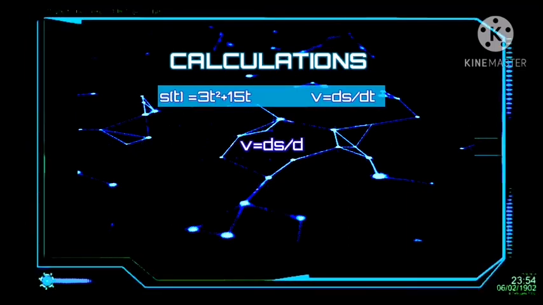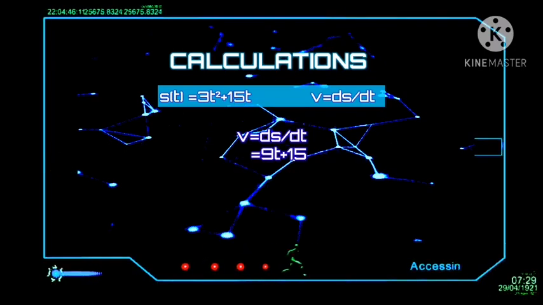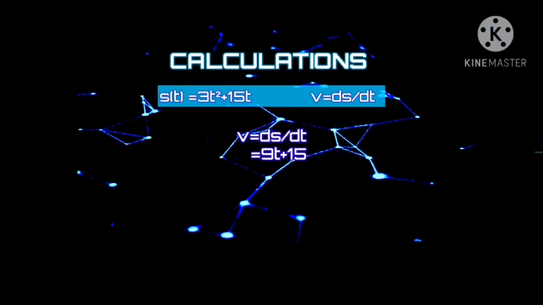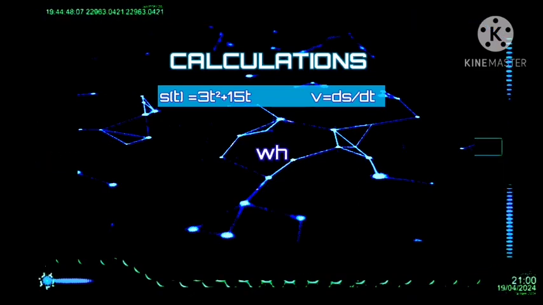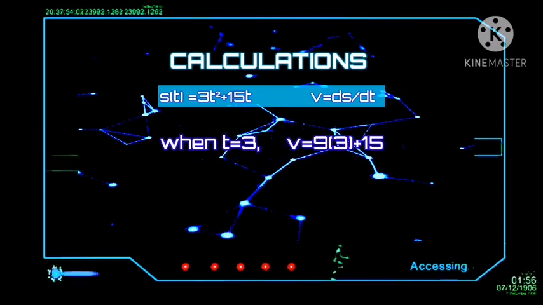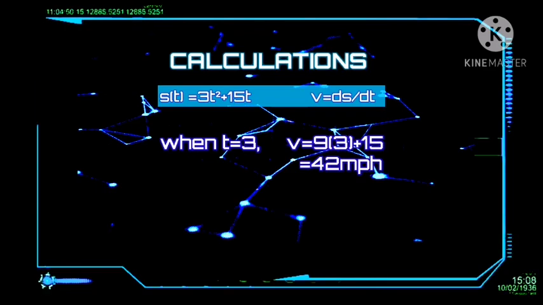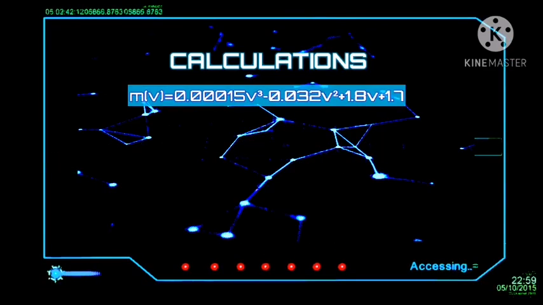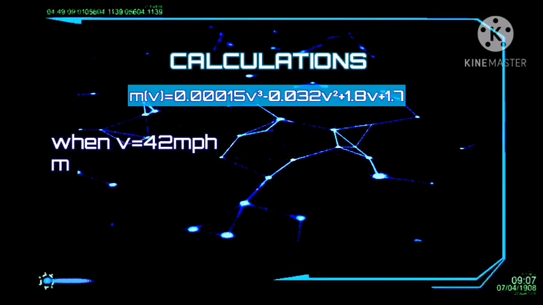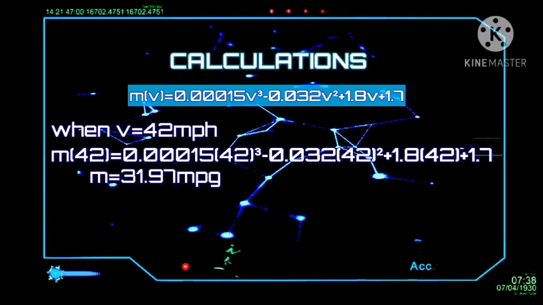v is equal to the differentiation of s(t), so just differentiate the equation using the power rule and we get 6t plus 15. After differentiating the s(t) equation, the car is traveling for 3 hours, thus we replace all the time, t, in the equation with 3. After solving the equation we got 33 miles per hour. And finally, we need to insert the previous velocity into the mileage formula, replacing the v with the newfound velocity. And the final answer for the mileage is 31.97 miles per gallon.